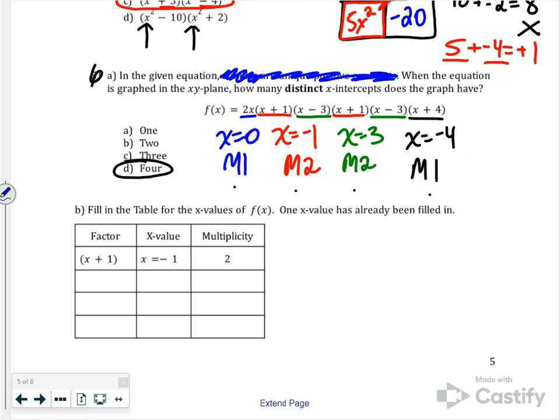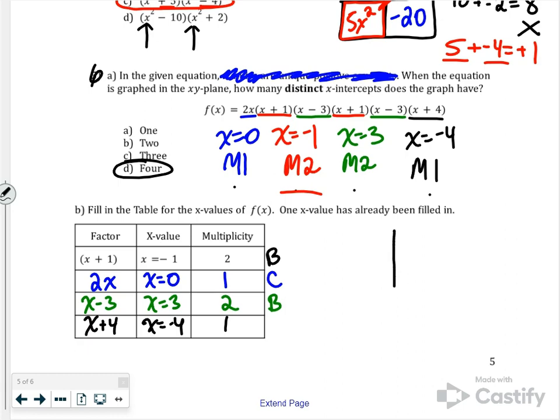And then you can fill in this table with 2x, x equals 0, multiplicity of 1. The x equals -1 has been done for you. X equals, let's see, x minus 3 creates x equals 3, and that does have a multiplicity of 2, so that would be a bounce. This one would be a bounce. A multiplicity of 1 is a cross. And then we have this last one, x equals -4. That comes from x plus 4, and that has a multiplicity of 1.